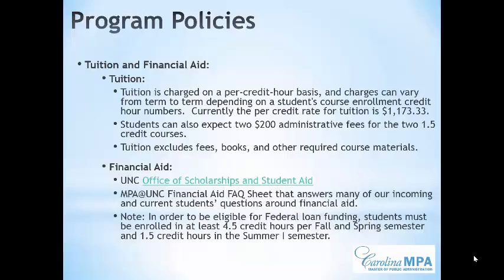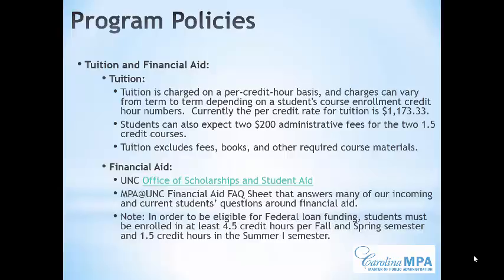Financial aid. While the UNC Office of Scholarships and Student Aid should be students' main source of information and support regarding financial aid, the program office does have an MPA at UNC financial aid fact sheet on the Carolina MPA intranet that answers many of the incoming students' and current students' questions around financial aid. You can find this document under Student Services in the online section of the intranet. The information is subject to change, mostly due to federal policy changes. However, this is a good resource document for most of your needs.